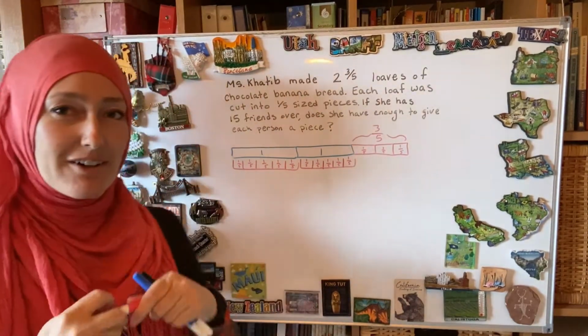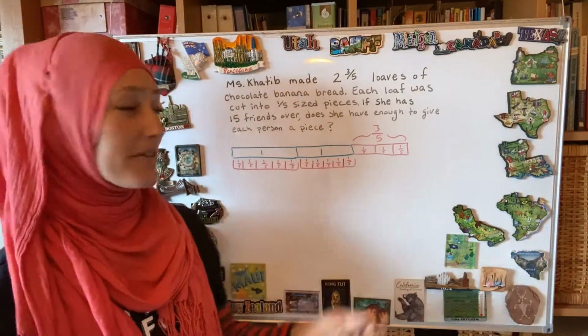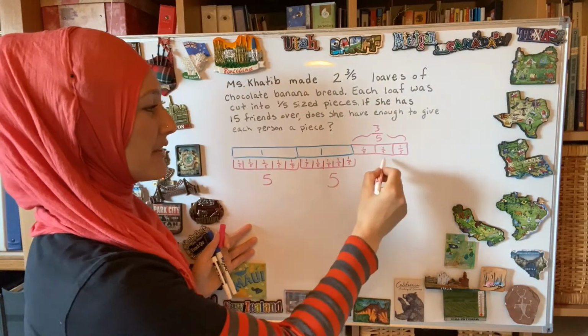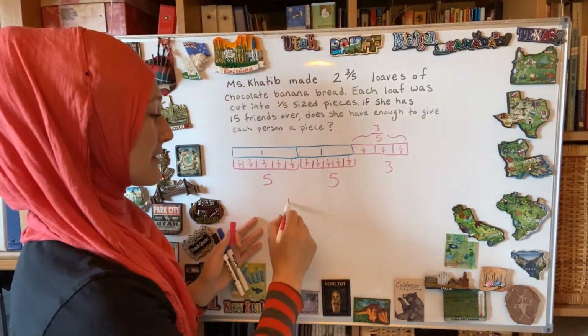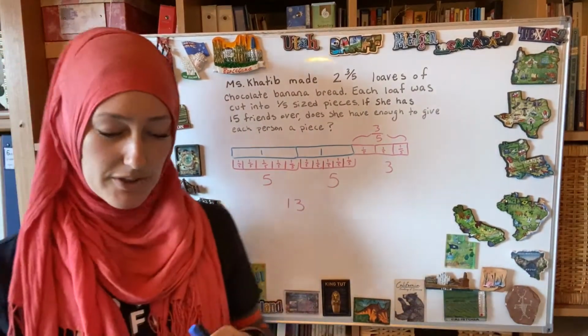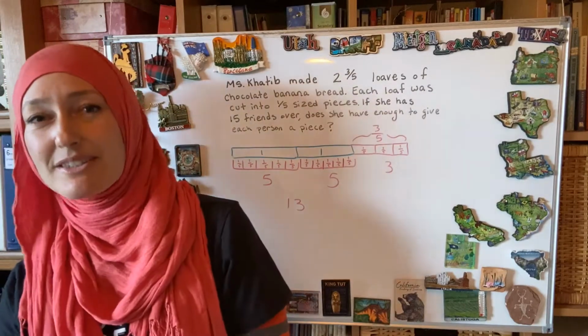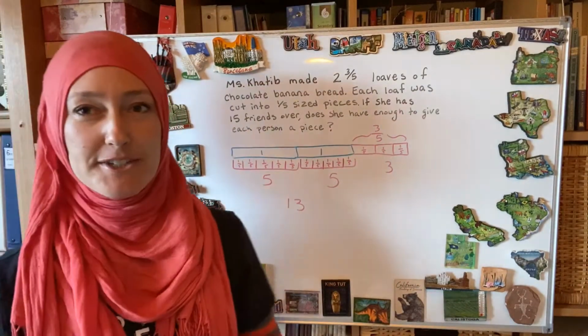So once I model it all out, then all I have to do is add up all the pieces and see how many I have. So I have 5 here, 5 here, and 3 here. So I have 13 pieces. So then going back to the question, if I have 15 people over, will I have enough pieces? No, I don't have enough pieces to give to everybody. I only have 13 pieces.